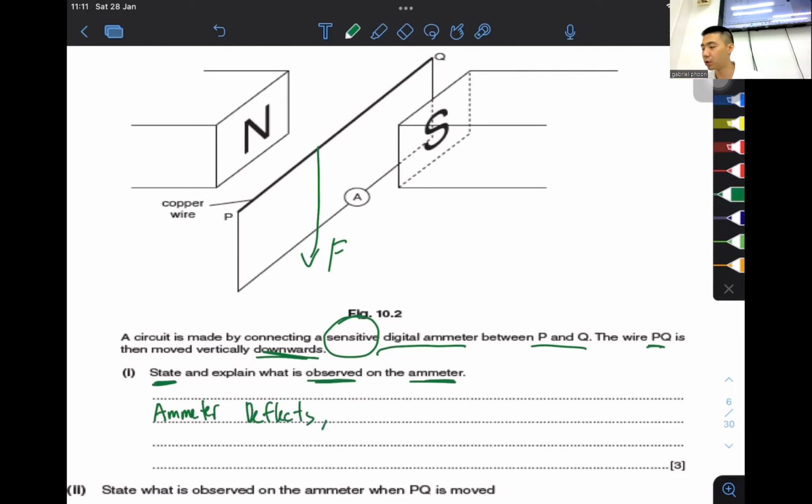Then after that, you need to go for your explanation. Why is the ammeter deflecting? And it's worth 2 marks. Good. The conductor is cutting through the magnetic field and then generates what first? No, before current, there's something that comes first. What is it? It starts with the letter E.